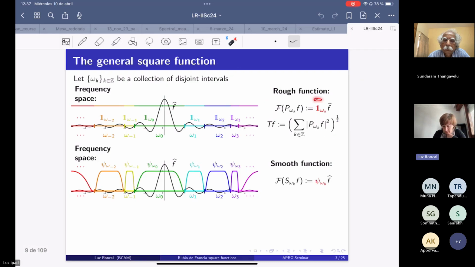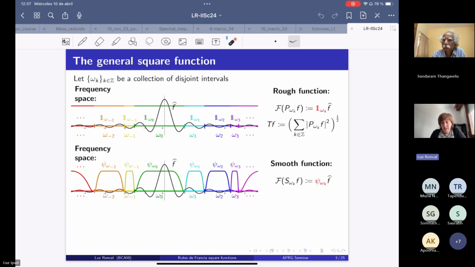And this is what I will call a rough function, because in each interval I'm just collecting the part of the Fourier transform of the function by cutting in a rough way. So this is the cut and this is 0. So here this is the cut, this is 0. So this is a rough way to select the interval.